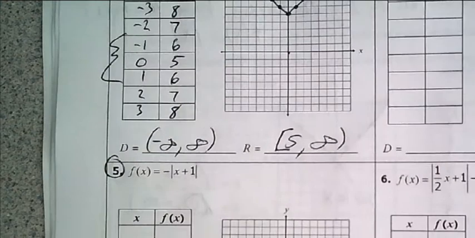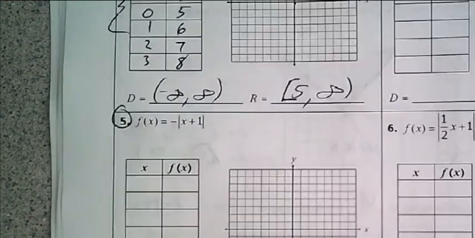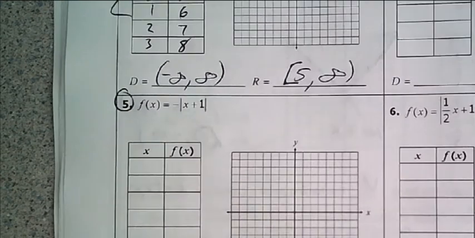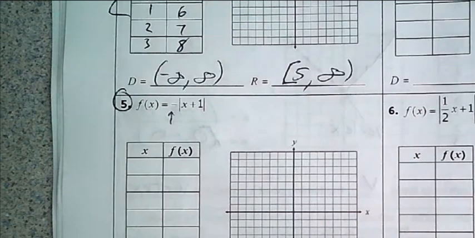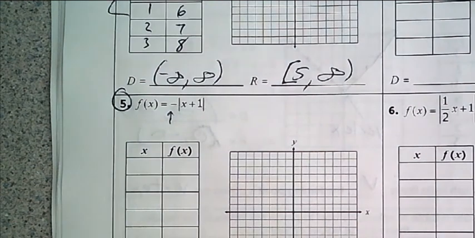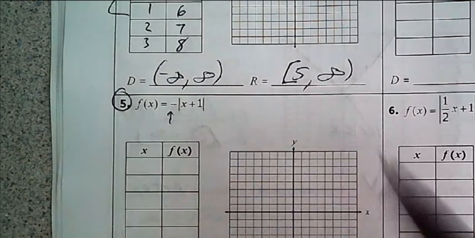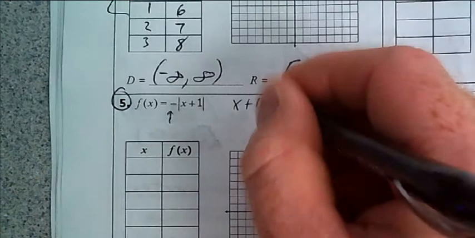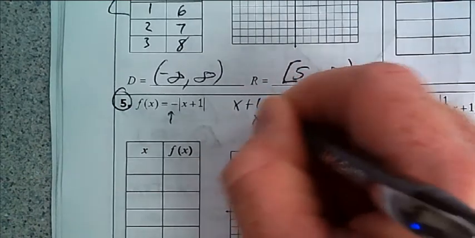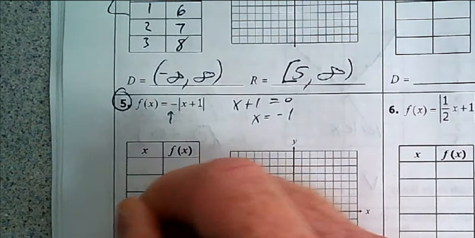Okay, let's look at number 5. This will be the last one on video. Okay, so for number 5, this is a little different because we have this minus out front, this negative. That's going to cause a reflection. This graph is going to face down instead of facing up. Now, having known the rule, we're going to do x plus 1 equals 0, so x equals negative 1. So that is the x value of our vertex.